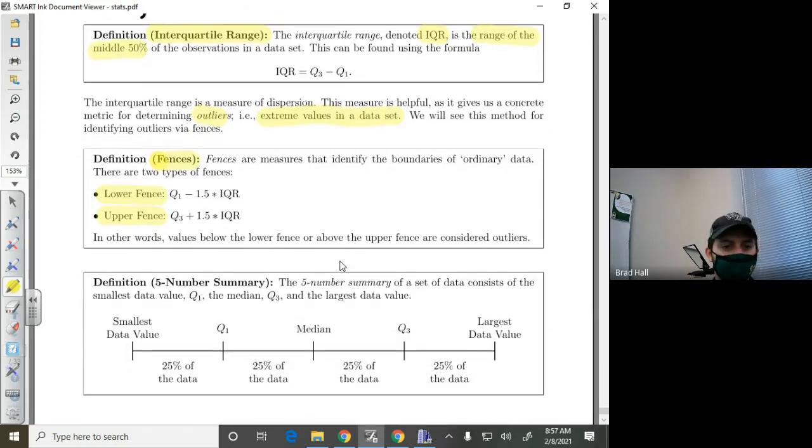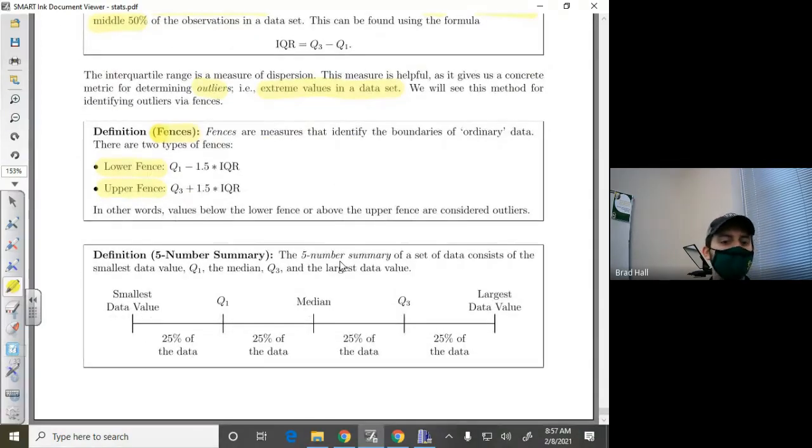All of this comes full circle to the 5-number summary, which we will talk about in greater detail next time in class. The 5-number summary is, as you would imagine, 5 numbers. These 5 numbers are boundaries that separate any data set into 4 equivalent regions, or in other words, each region contains 25% of the data.